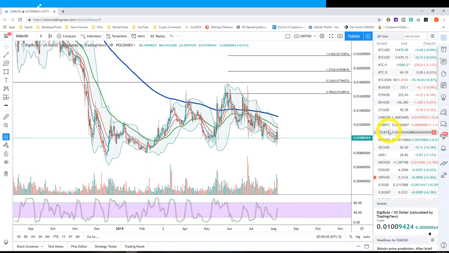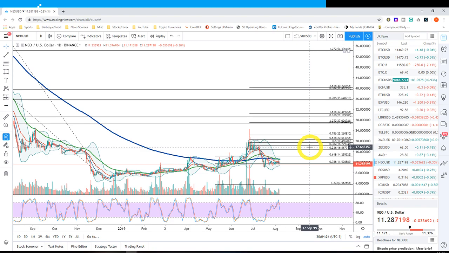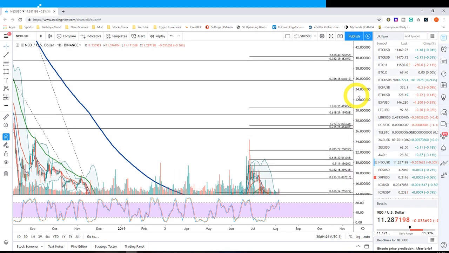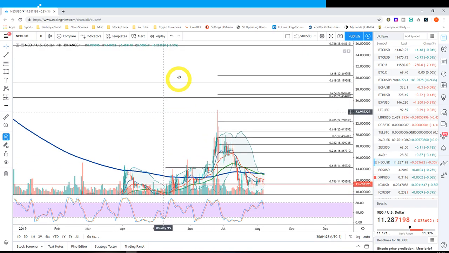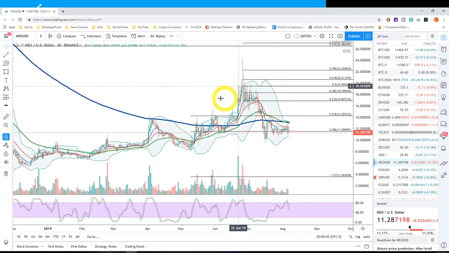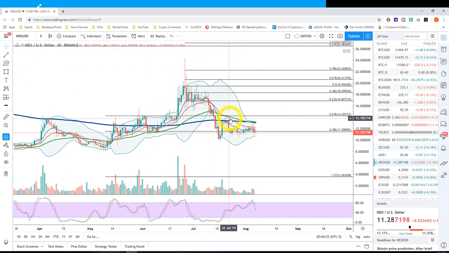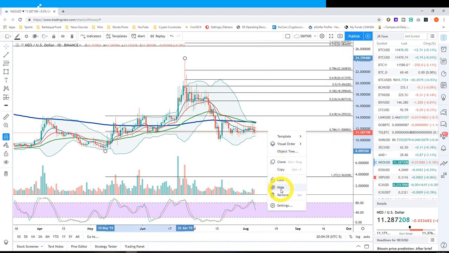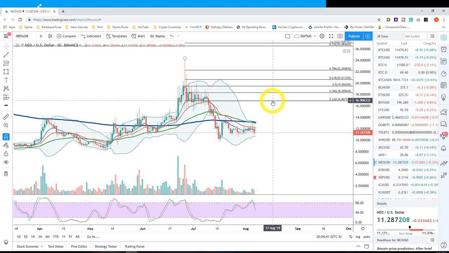What else is out there? Oh, there's Neo. Okay. That one was messy. Boy, that thing had a nice run, too. Too bad it couldn't sustain it. Let me go ahead and get rid of some of this stuff. I'm just going to start over.